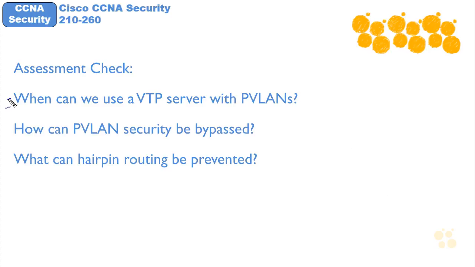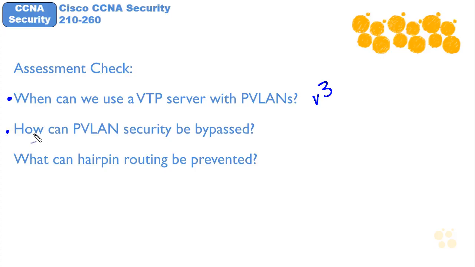And here we go. Question number 1, when can we use a VTP server or run VTP in server mode with private VLANs? And the answer is if we're using VTP version 3. If we're using version 1 or 2, we have to set our VTP mode to transparent.